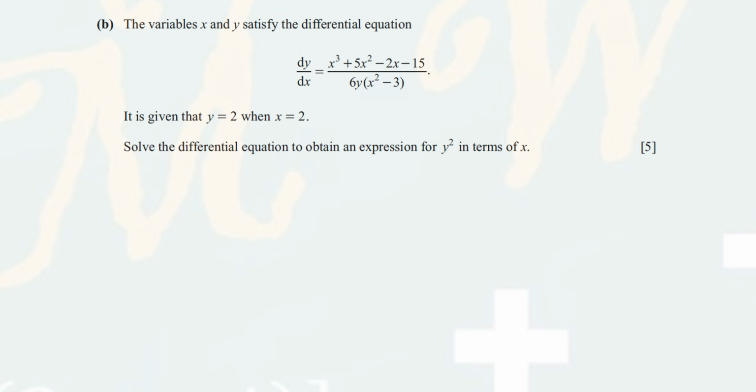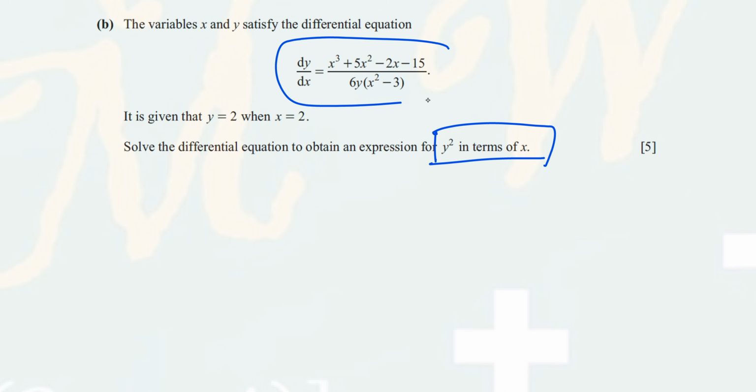Okay, now B, the variables x and y satisfy the differential equation. It is given that y equals 2 when x equals 2. Solve the differential equation to find y squared in terms of x. Okay, so we need to solve y squared in terms of x. Alright, so now what we need to do is separate the variables.